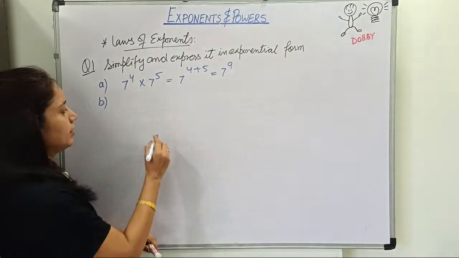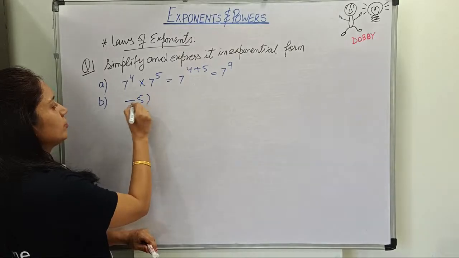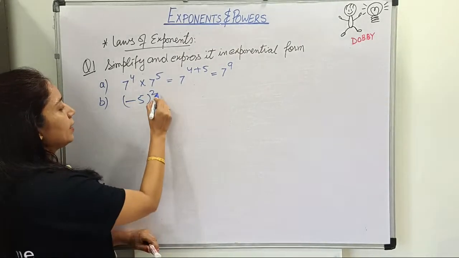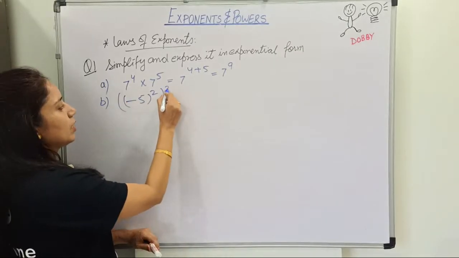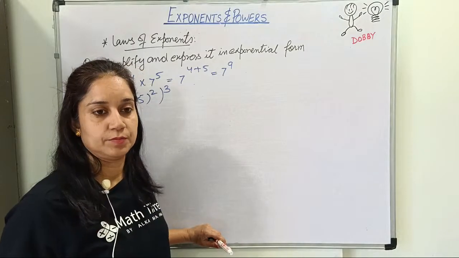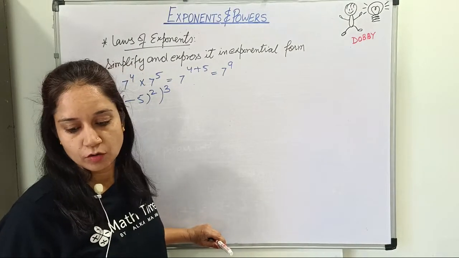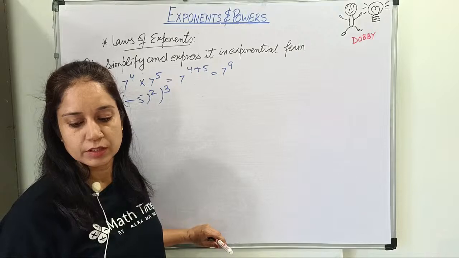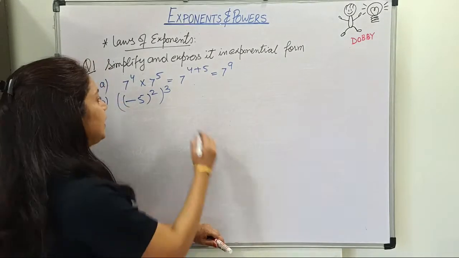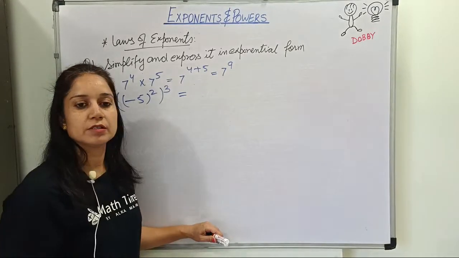The question is (-5)^2 raised again to the power 3. One base with two powers. Which law? Power of a power, third law. In that case, what do we do with the powers?